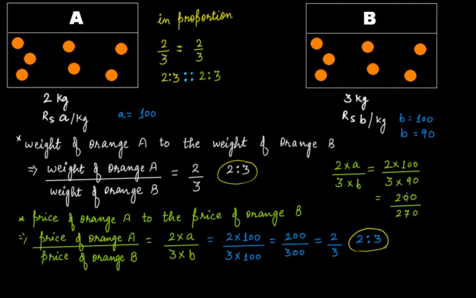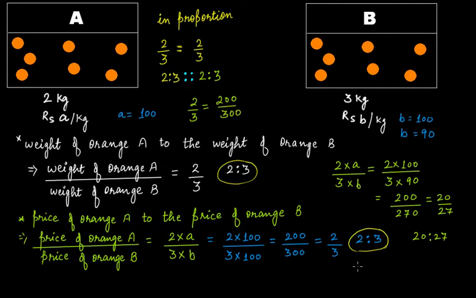Now the highest common factor of 200 and 270 is what? It is 10. So if you simplify it, you will get 20 to 27, that is 20 ratio 27. This is when the prices are different. Now, when the prices were equal, then the ratios were in proportion. So in that case, we can say that this 2 ratio 3 is actually equal to this one, 200 to 300, right?